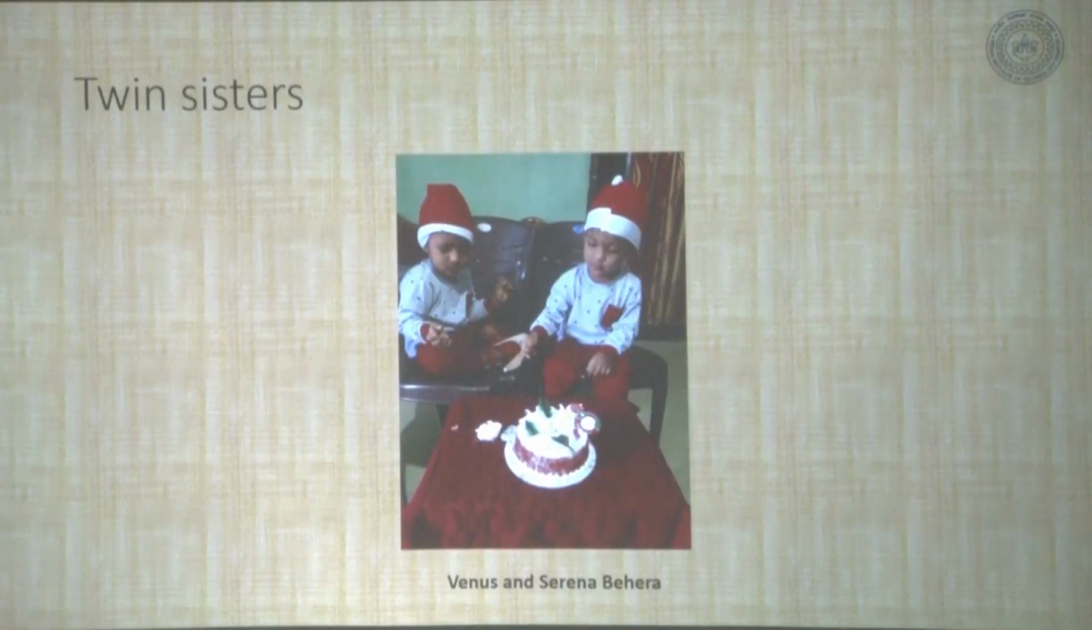So I'll start with an analogy. Okay, so these are twin sisters. You can see they are almost identical. They were born together and they are the daughters of my younger brother. One's name is Venus and the other's name is Serena. Okay, from tennis. You see, Venus and Serena Behera. So they are twin sisters and they are having a good time on Christmas Eve. So everyone understands what twins are about? Yeah. So this analogy should feed into everything that we learn today.